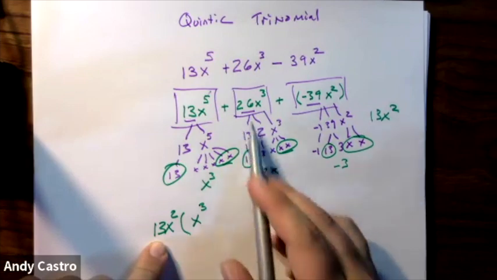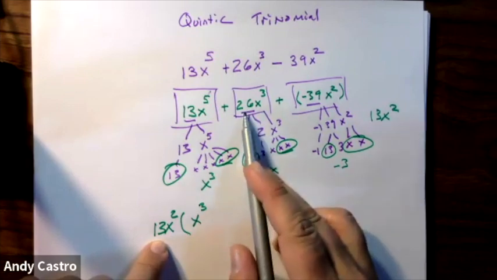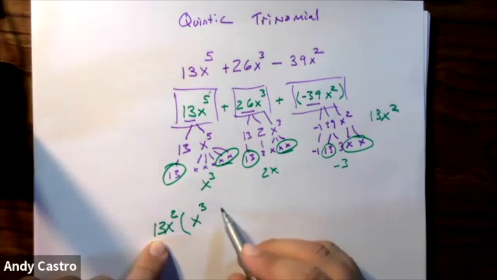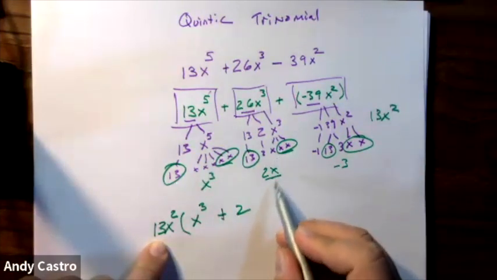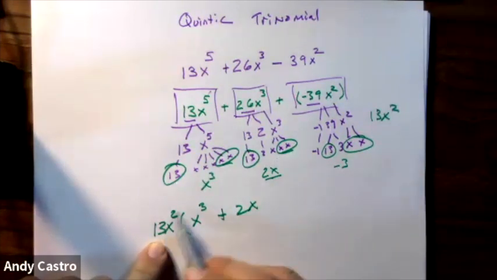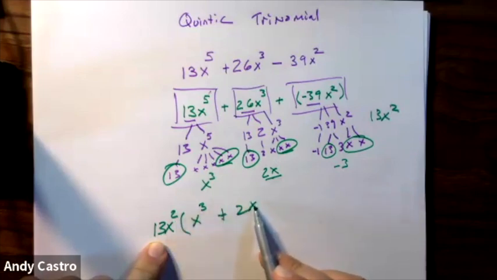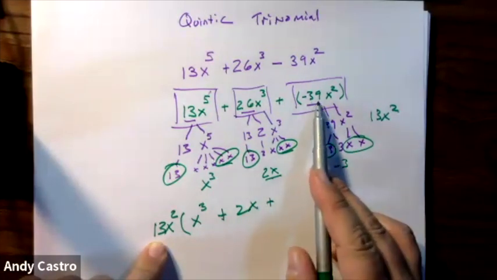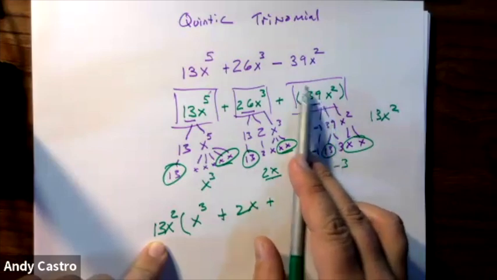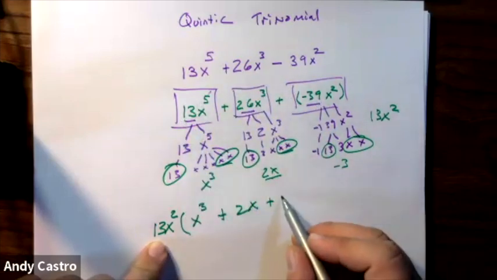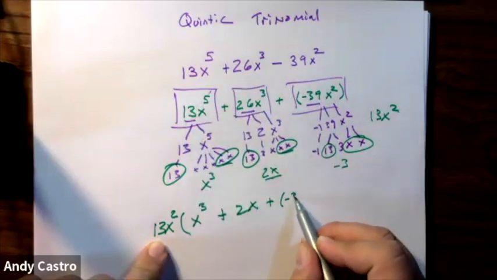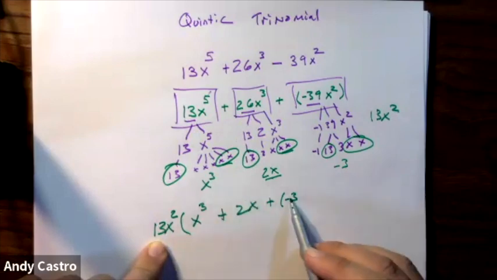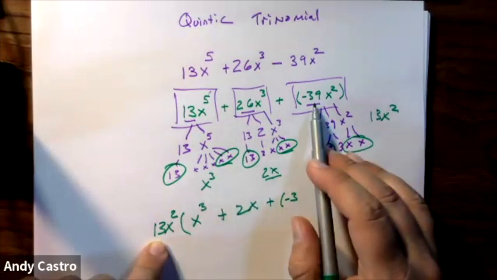Then if I pull a 13x squared out of 26x cubed, I'm just left with 2x. So 13 times 2 is 26, and x squared times x is x cubed. And then here, if I pull a 13 out of negative 39, I'm left with negative 3. 13 times negative 3 is negative 39.